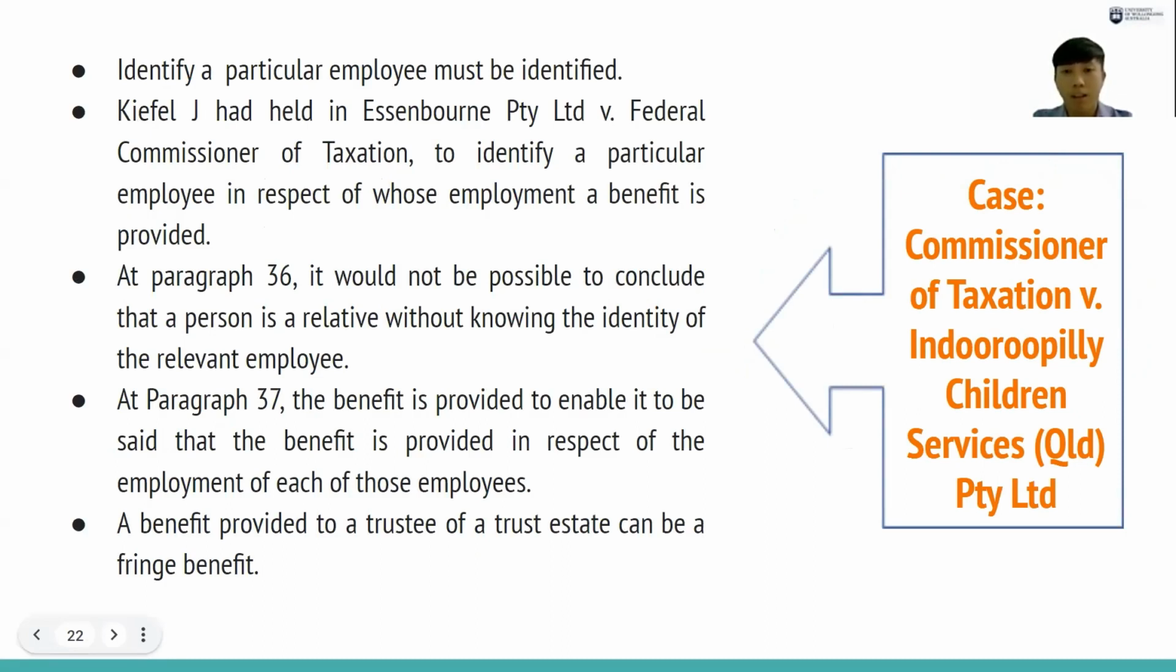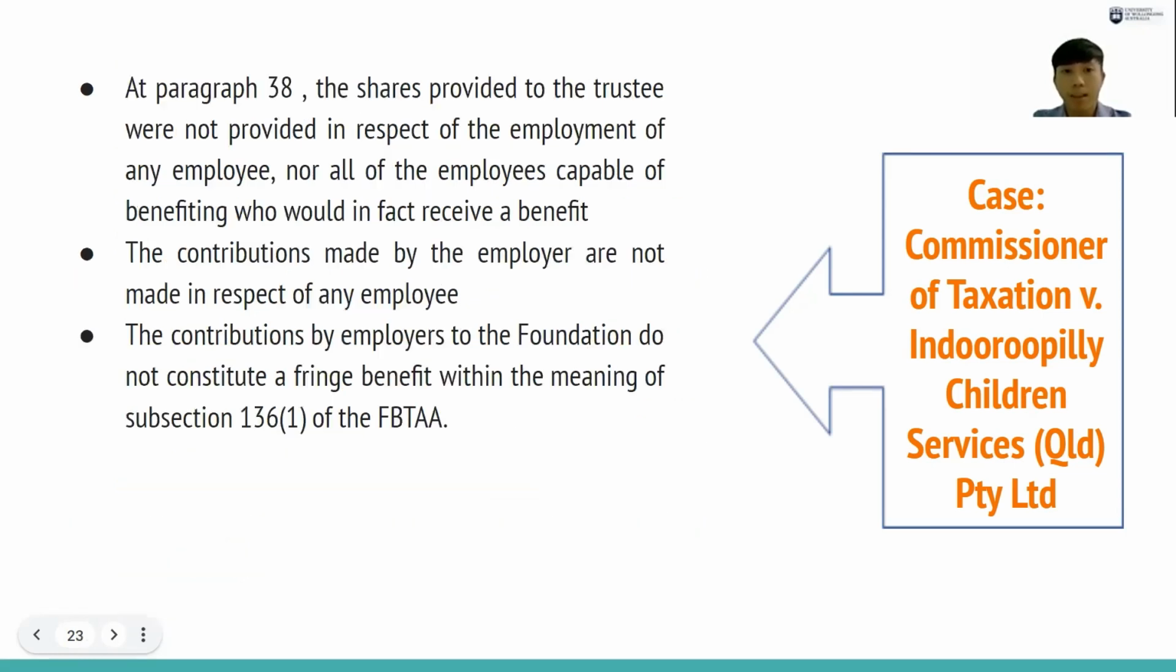It is authority for the requirement that a particular employee must be identified. Besides, as previously, it must identify a particular employee in respect of whose employment the benefit is provided. At paragraph 36, it states that it would not be possible to conclude that a person is relevant without knowing the identity of the relevant employee. At paragraph 37, it found that a benefit provided to the trustee of the trust estate can be a fringe benefit. At the same time, paragraph 38 explained that the share provided to the trustee will not be provided in respect of the employment of any employee.